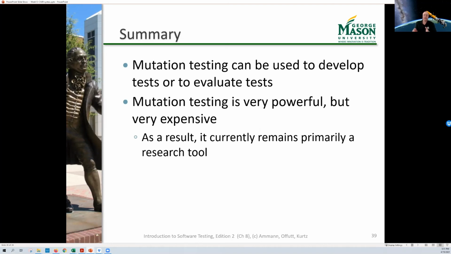So mutation testing is very powerful. You can come up with an extremely strong set of tests, but it's very labor intensive and very expensive to do. And consequently, it primarily remains a research tool. There is one tool out there that has a little bit of use in industry. It's called PIT or PI test, pitest.org, I think. And it's used a little bit in practice, but again, not much.